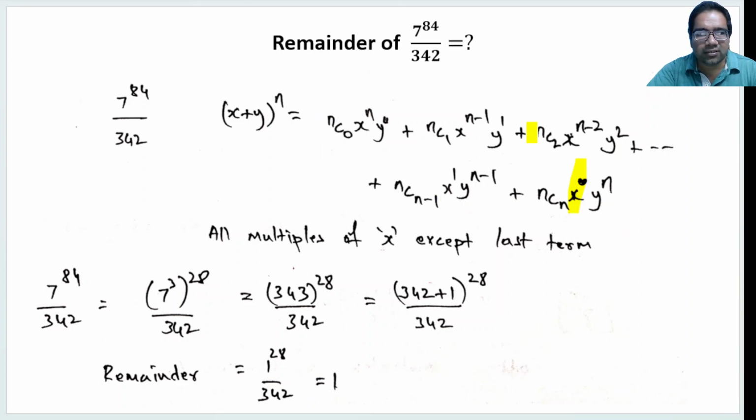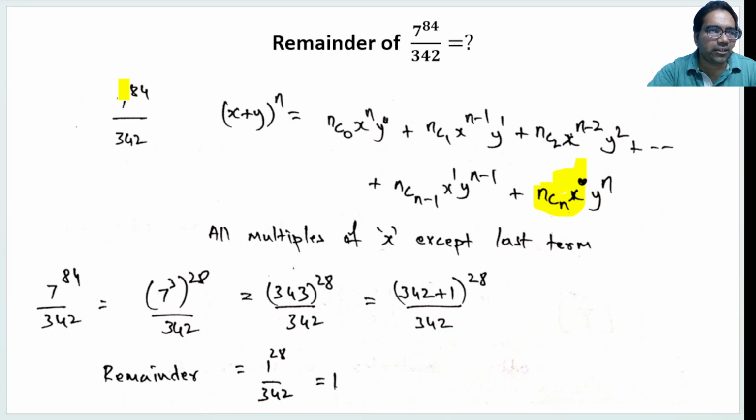All of these put together will give a remainder of 0, because they are always multiples of x. And nCn is 1, x^0 is 1. So the only term that might give some remainder is y^n. Rest all are multiples of x, so they will not give any remainder. Only y^n can give a remainder. NC0 and nCn are both 1, and x^0 is also 1. So the only remainder we can expect is from y^n.